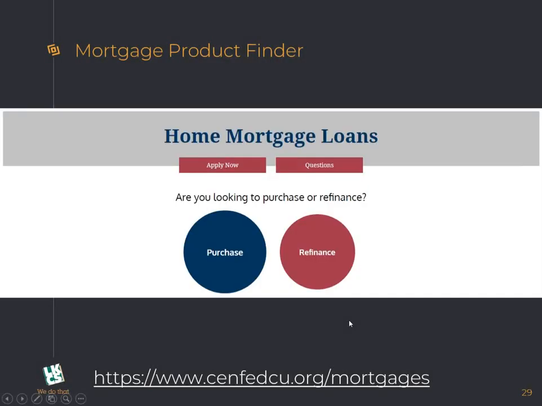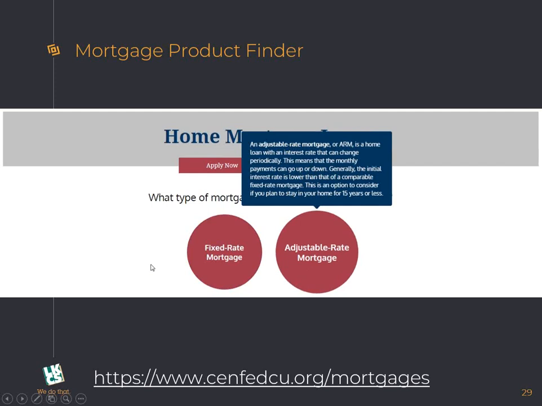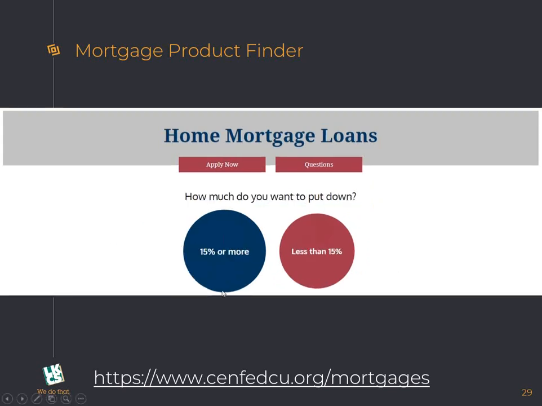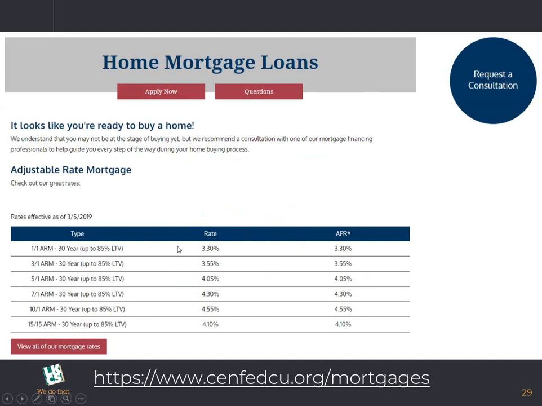And here's an example of a product finder for a mortgage. So I've kind of shown you the process, but in this case, are you looking to purchase or refinance? I would have clicked on purchase in this case, so it highlights it blue. I click on purchase. It then asks, what type of mortgage are you looking for, a fixed rate or an adjustable? I'm not sure, so I mouse over these. It gives me a description. Okay, so I click on one of those, and what type of property is this? Is this your primary residence, a second home, or a rental or investment property? Well, it's my primary residence. Okay, great. How much do you want to put down? Do you have 15% or more, or less than 15? Well, I've got my 15% that I'm going to put down. And it says, great, looks like you're ready to buy a home.